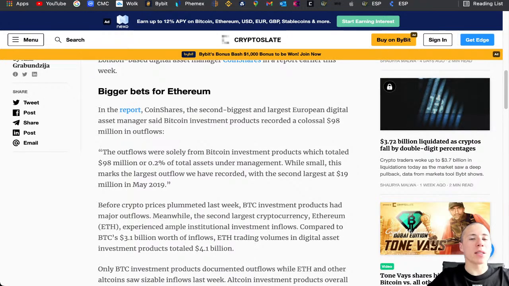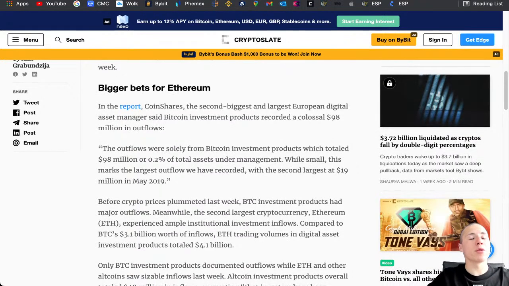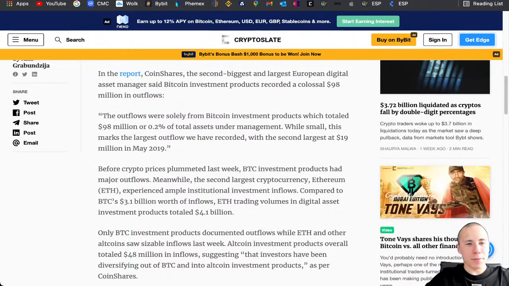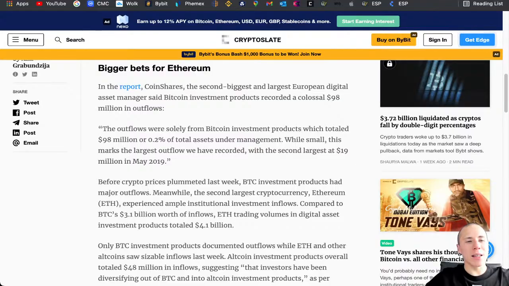It could be very possible that we will see huge pumps towards the upside being created before, that's my personal opinion, of course, before Bitcoin will go even further. We will already be seeing some of these coins recovering very quickly, and of course I personally think that they will recover quicker than Bitcoin. So let's take a look at these bigger bets for Ethereum.